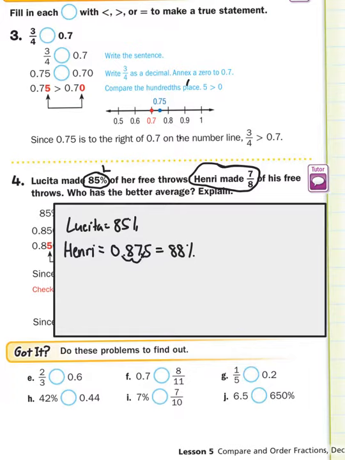It wouldn't affect this because 87 and 88 are both bigger than 85. So remember, the question says who has the better average? So now you got to think. In basketball, is the better average to make a higher percentage or a lower percentage? Well, you want to make a higher percentage because that means you made more of your free throws. So that means Henry, who has 88%, had the better average. So when it says explain, we're going to write that down. So we're going to say Henry, and all I would do to explain is say Henry made 7/8 or 88% of his free throws.